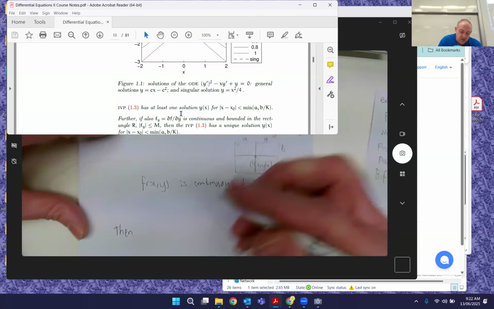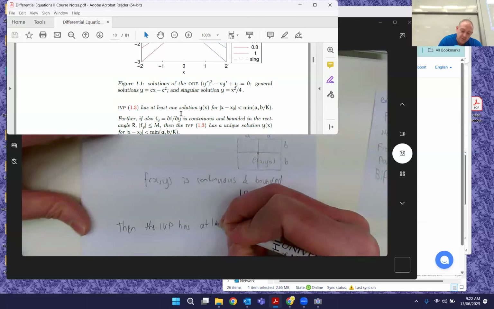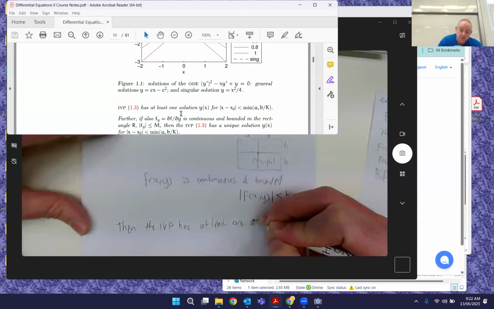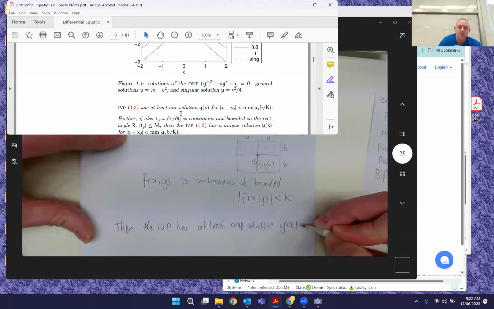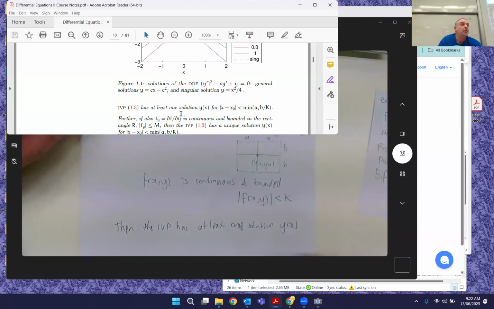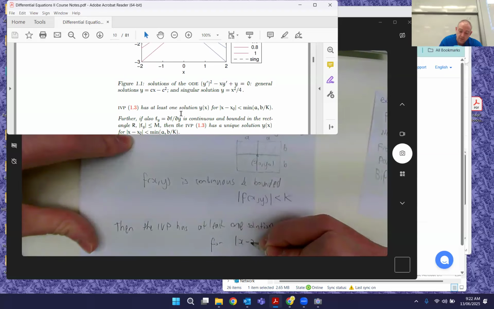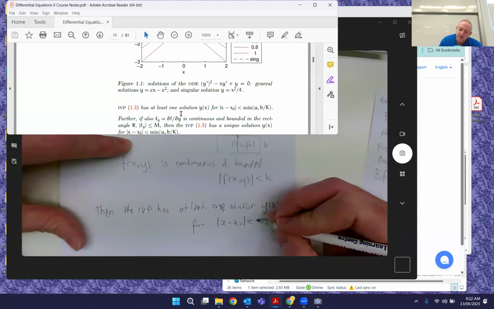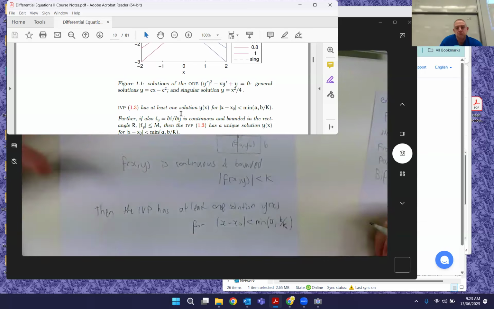Then the IVP has at least one solution. And the solution to a differential equation is a formula for what y is in terms of x, more or less. Okay. Oh no, at least one solution for x less than the minimum of a and b divided by k. Cool. Okay.